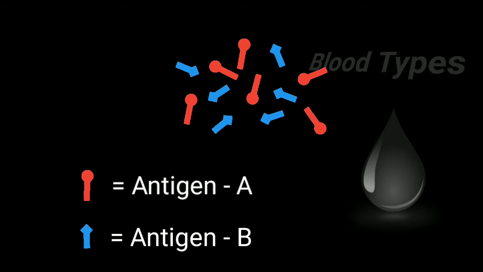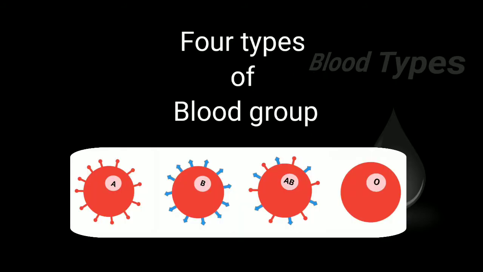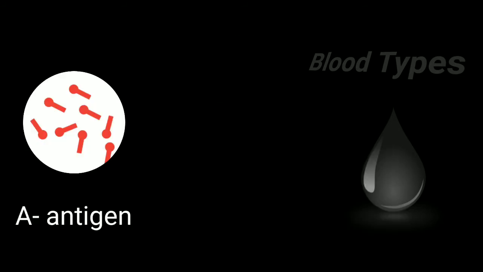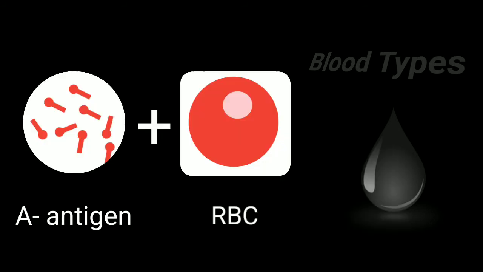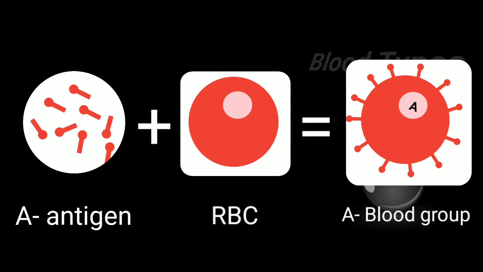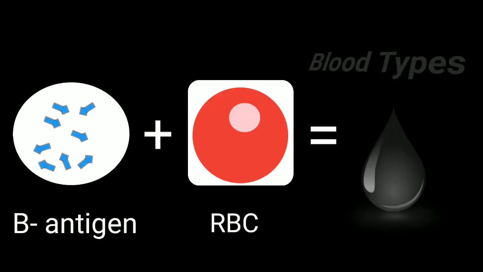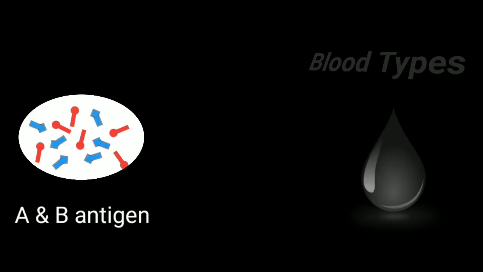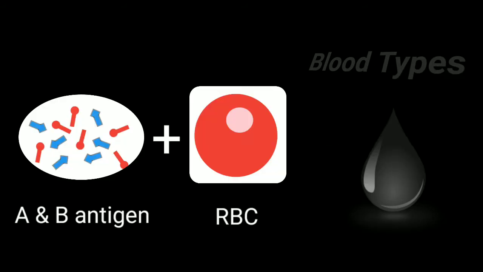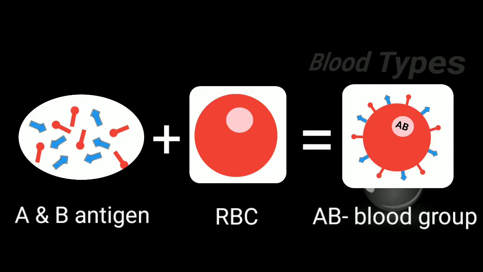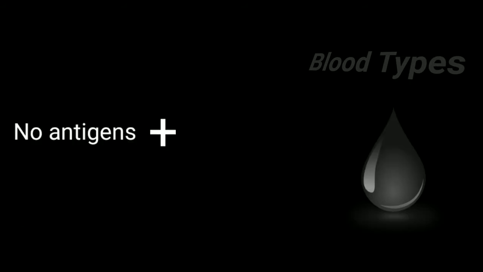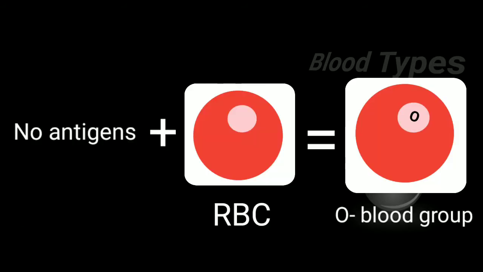In ABO system, there are two types of antigens, antigen A and antigen B. So depending upon the presence and absence of these antigens, there are four types of blood group. The blood in which A antigen is present over red blood cell surface is called A blood group. The blood in which B antigen is present is called B blood group. The blood in which both A and B antigens are present is called AB blood group, and the blood in which neither A nor B antigens are present is called O blood group.